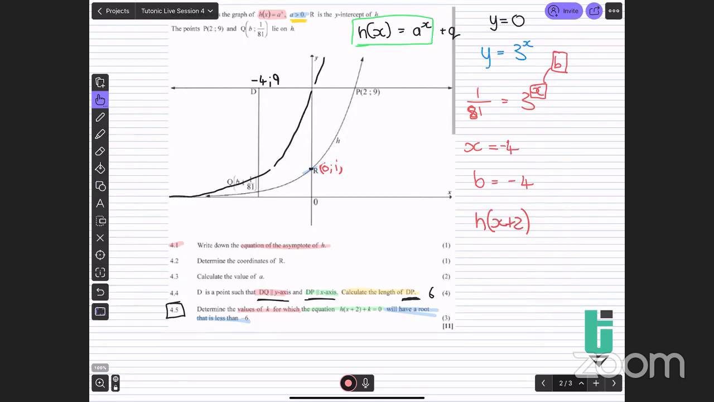Yes. So therefore, the graph will cut the y-axis at 0, 9. Do you see that? Because you're shifting it to the left by 2. And this point over here, see, this point was minus 4, 1 over 81, right? It's now going to be minus 6, 1 over 81. Do you guys agree? Because you're shifting it to the left. Okay. Minus 6, 1 over 81.